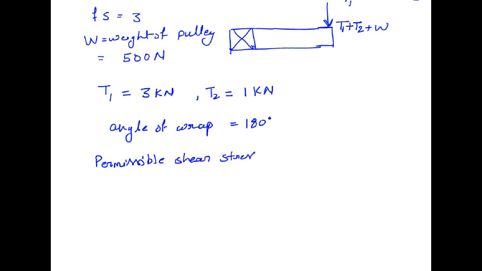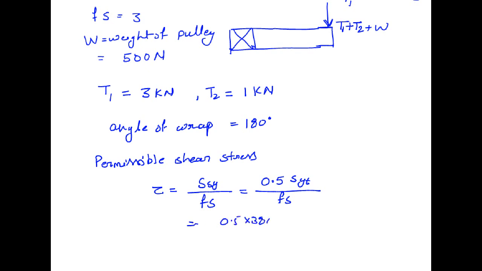This is denoted by tau, and the formula for this is SSY, that is yield strength in shear, divided by factor of safety. We already have the formula for SSY. This is 0.5 of SYT, where SYT is yield strength in tension, divided by factor of safety. So this will be 0.5 into 380 divided by the factor of safety 3. So the value of this will be 63.33 Newton per mm square. This is the value of tau.